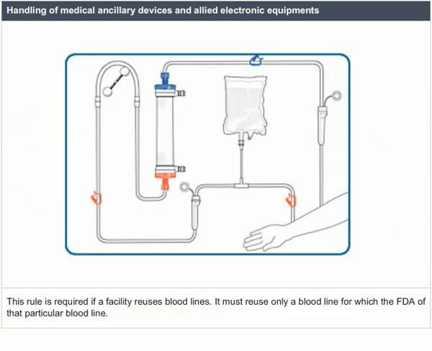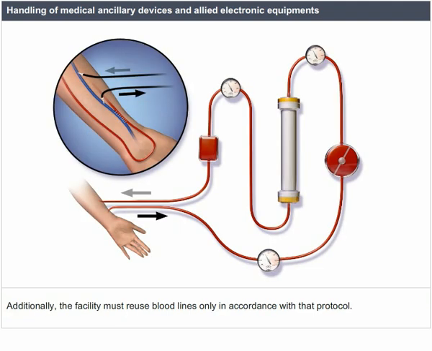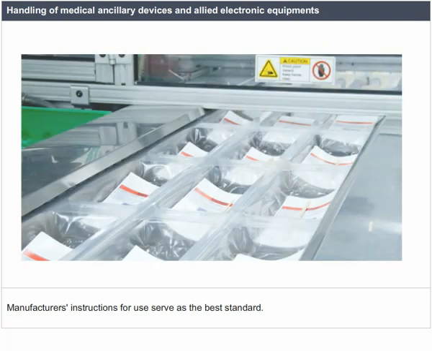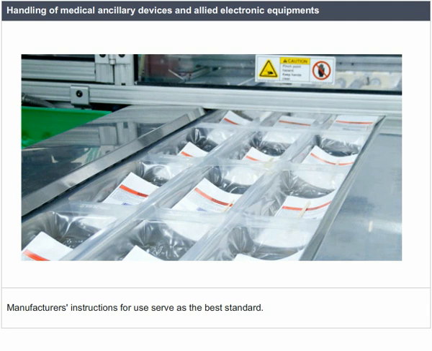This rule requires that if a facility reuses blood lines, it must reuse only a blood line for which the FDA has cleared the protocol for that particular blood line. Additionally, the facility must reuse blood lines only in accordance with that protocol. In the absence of any other standards of practice or use for dialysis facilities and personnel, we will discuss proper use and handling. Manufacturer's instructions for use serve as the best standard.